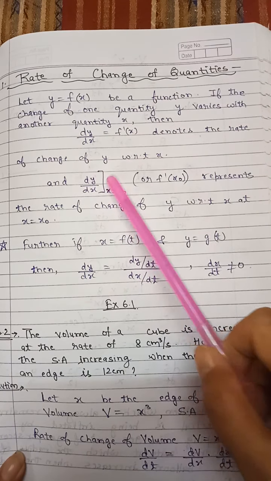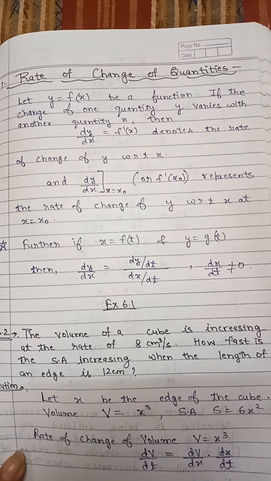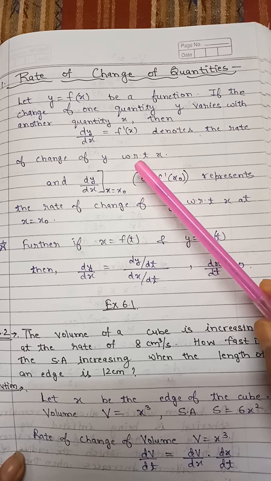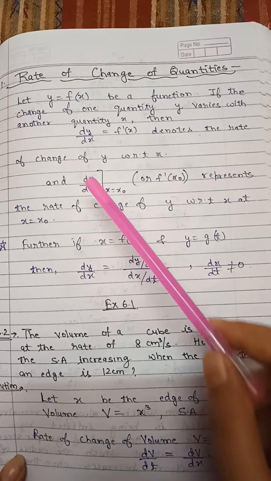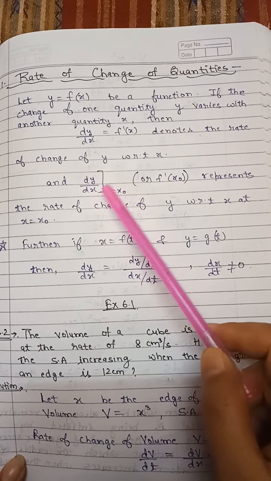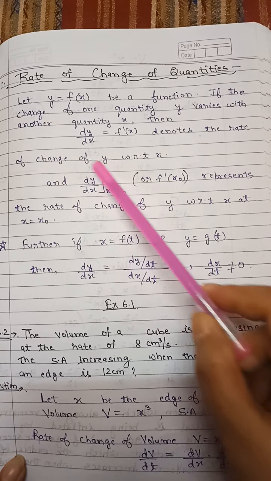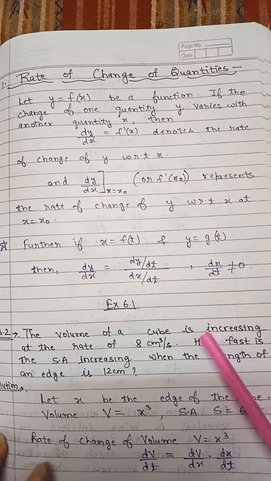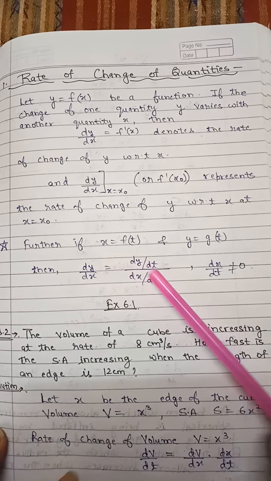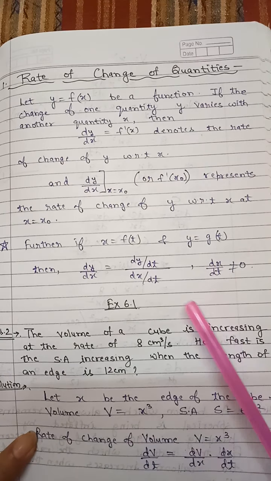This is the rate of change of y with respect to x. If we have to find this rate of change at a given point x is equal to x0, we write it as dy by dx at x is equal to x0. After finding this dy by dx, we put x0 in place of x. We will be doing an example, then you will be able to understand more clearly.